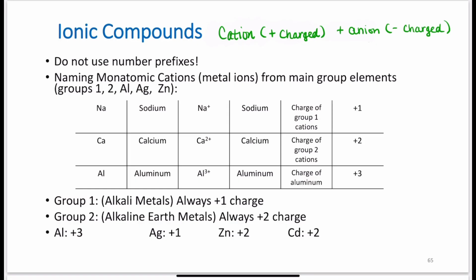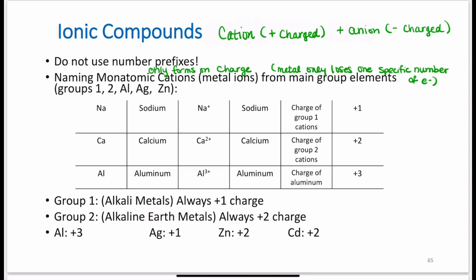So first up, we need to talk a little bit about some monatomic cations. Monatomic means it only forms one charge, meaning for metals, they only lose one set of electrons. Polyatomics have set charges. We'll talk about polyatomics a little bit.